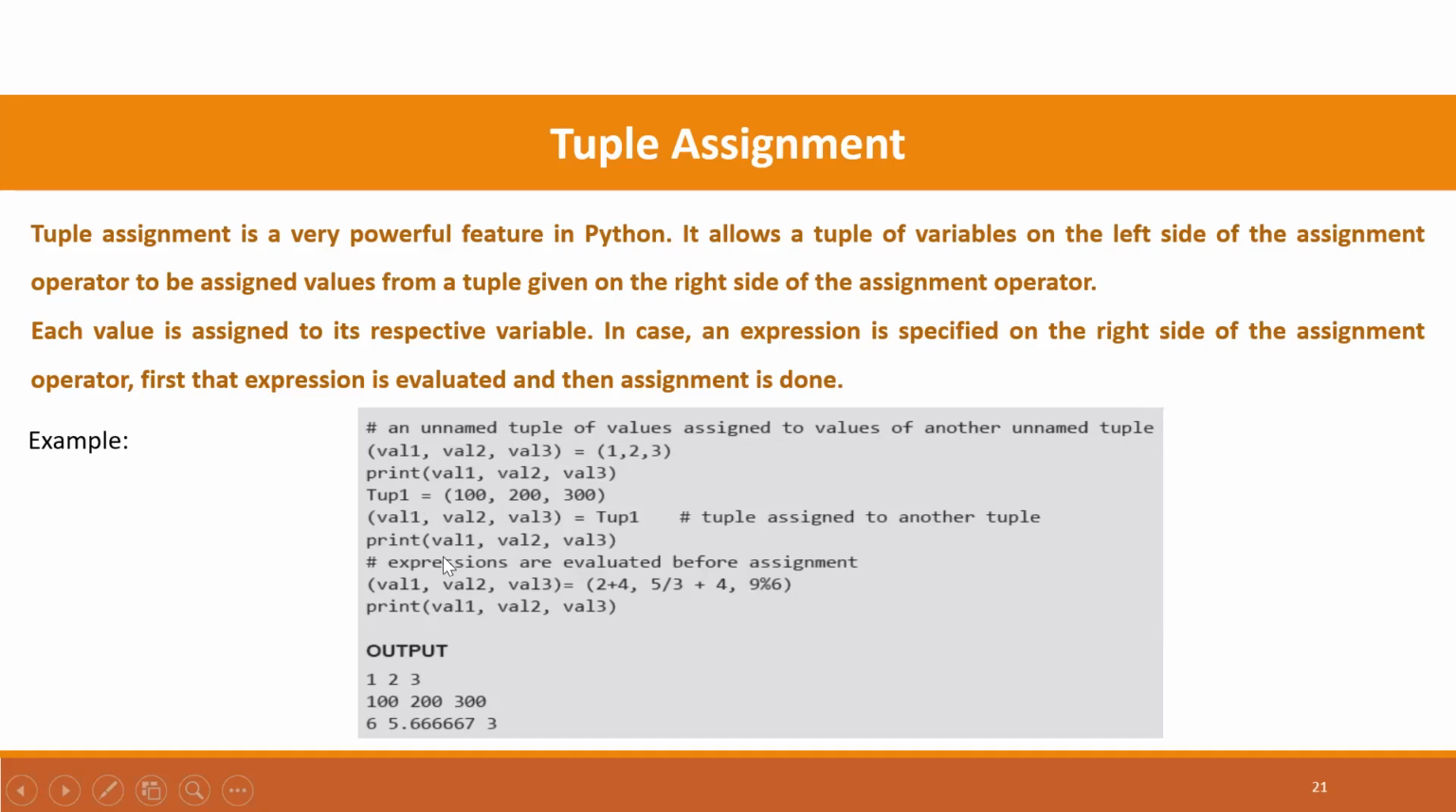Okay. And we can write the expression inside the tuple also: 2 plus 4, 5 by 3 plus 4, 9 modulo 6. So one tuple gets created, value 1, value 2, value 3. 2 plus 4 will be stored inside value 1, and so on. When I print value 1, value 2, value 3, it will give us 6, then 5 by 3, that is 5.66 something, and finally 9 modulo 6, that is giving us 3.